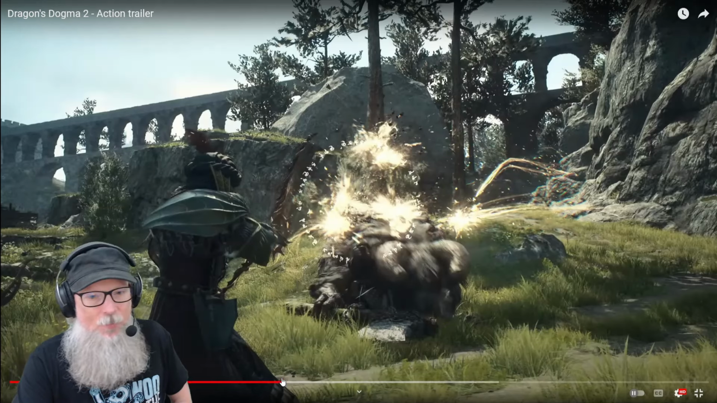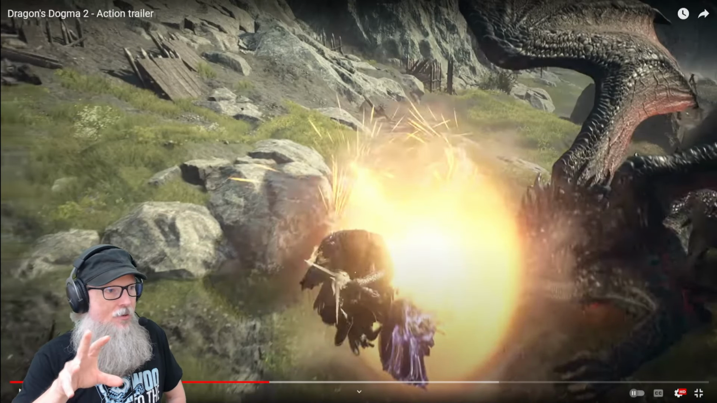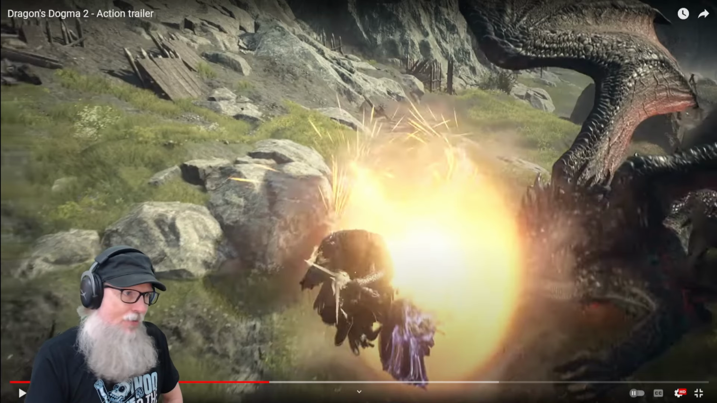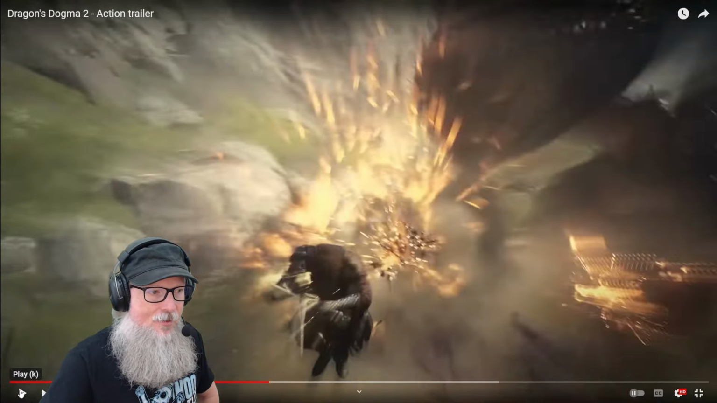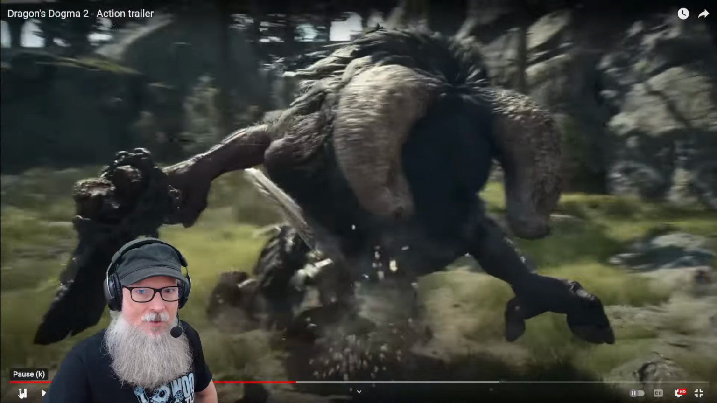Okay, this is the part I'm really looking at here. When I see the lock-ons here, they're happening nearly instantaneously compared to what I'm seeing in the first game, where it's definitely not instantaneous. Monster, watch out. That was cool.